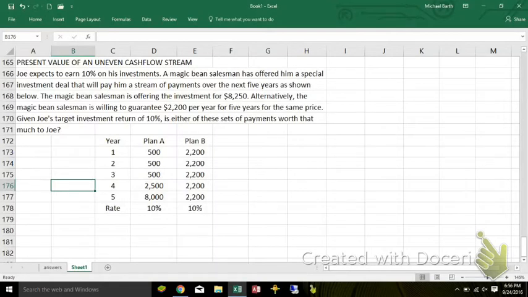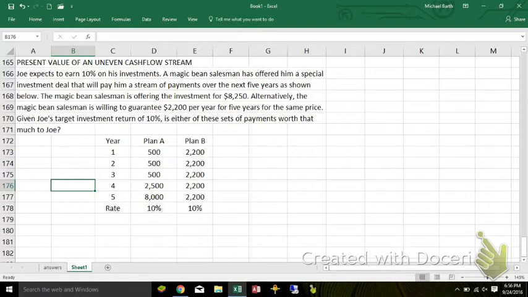Alright, in this video I'm going to demonstrate how we calculate the present value of uneven cash flows. There's an Excel function called the NPV function that does this, and the NPV sort of stands for uneven cash flow present value.